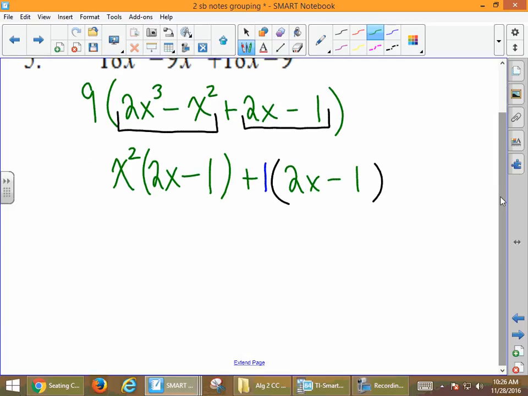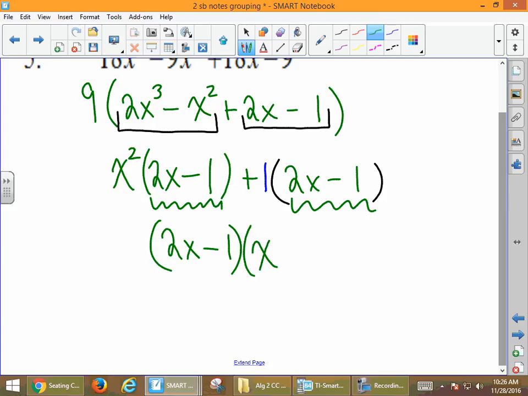Now that we've grouped our values, let's go back and look. Do we have anything in common from both groups? Well, we have a 2x minus 1. We only write that down once. It's in common from both of the groups. Then we go back and look at our single values, sometimes known as a monomial. X squared is a single, and the plus 1 is a single. The last thing not to forget is that we started this problem by taking out a 9. Now we have a completely factored version of this.